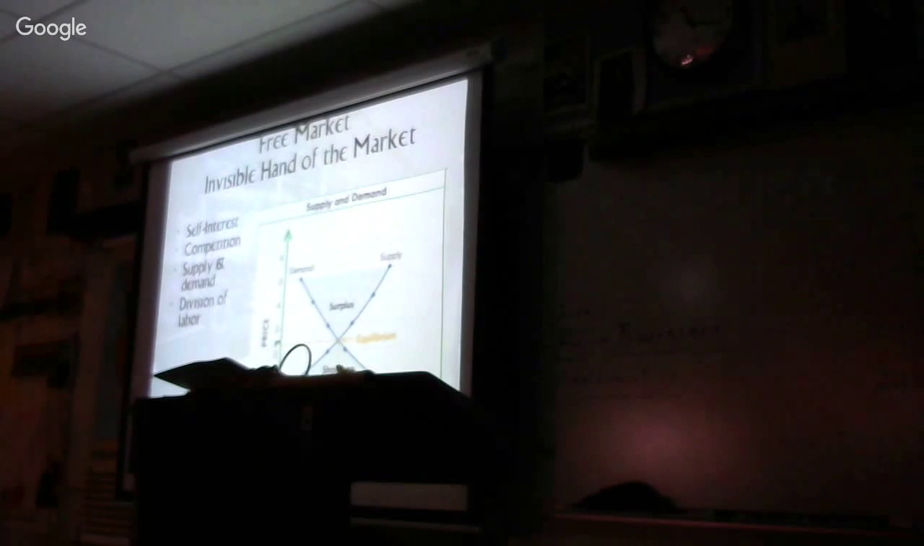All right, so interaction, supply, and demand. Supply and demand. All right. So, the division of labor was a way to make it more efficient.